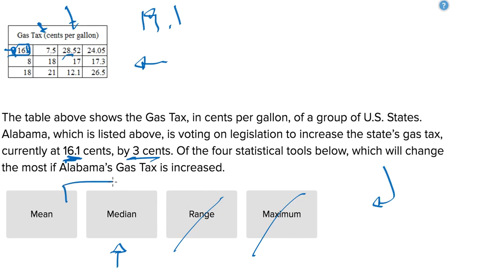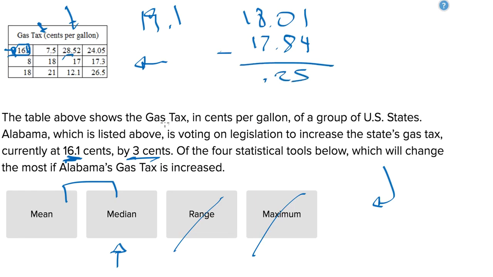Now, we're left between the mean and the median. The mean is going to be the average. So what you have to do for figuring out the mean is add up all 12 of these numbers and then divide by 12. Now, using the 16.1 value, you're going to end up with 17.84 as your mean, and using the 19.1 value, you're going to end up with 18.01 as your mean. So the difference between the two is going to be 0.25.